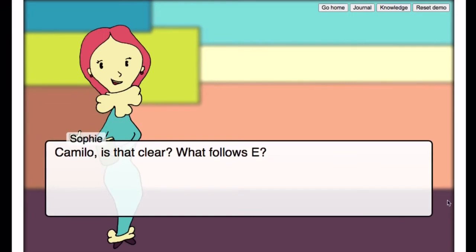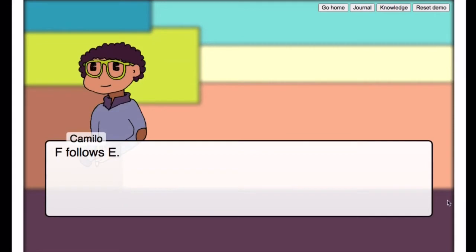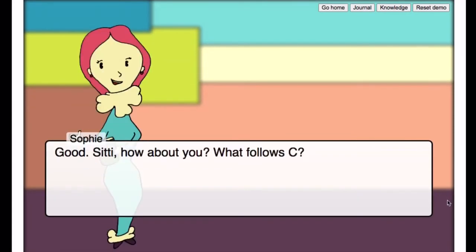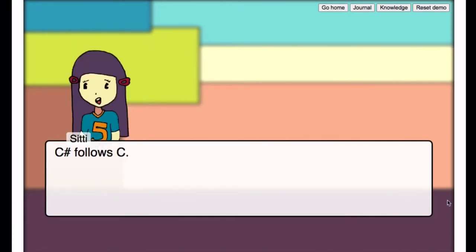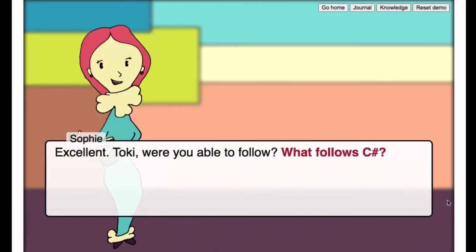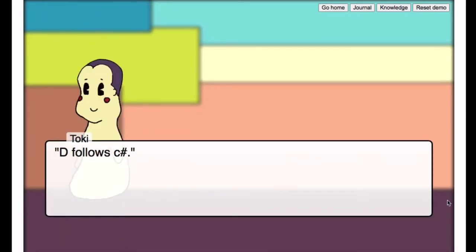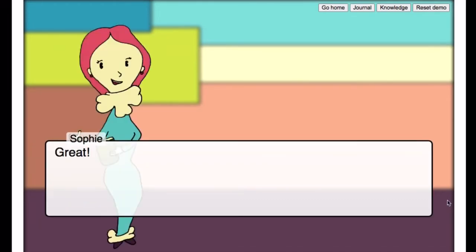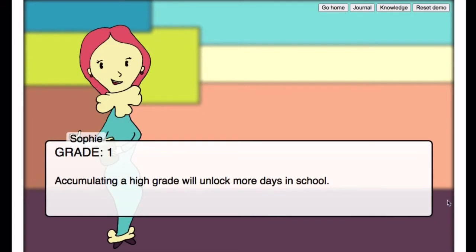Camilo, is that clear? What follows E? F follows E. Good. Stevie, how about you? What follows C? C sharp follows C. Excellent. Toki, were you able to follow? What follows C sharp? D follows C sharp. And this is how we talk about sequential things to Toki. Great. We got a grade. Yay.